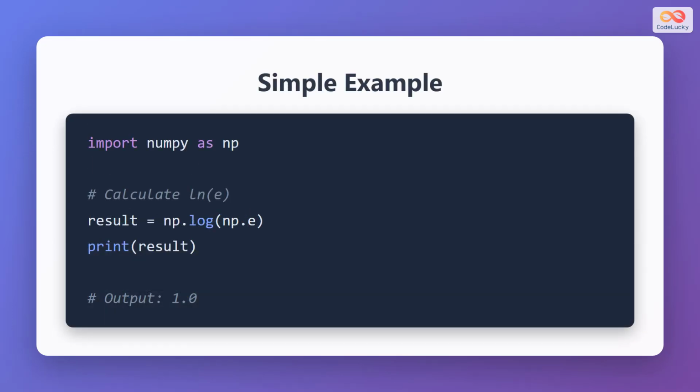Let's see a basic example. We calculate the natural logarithm of e itself using np.log of np.e. When we print the result, we get 1.0. This makes sense because the logarithm of any base to itself always equals 1. This confirms that our function is working correctly.